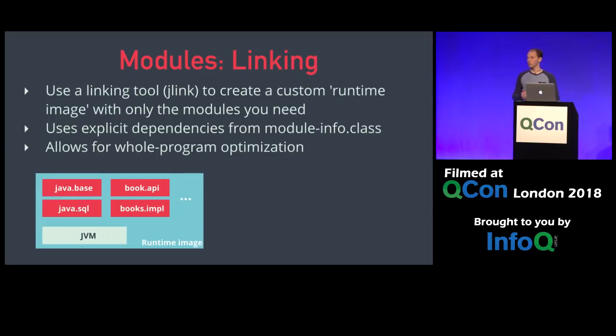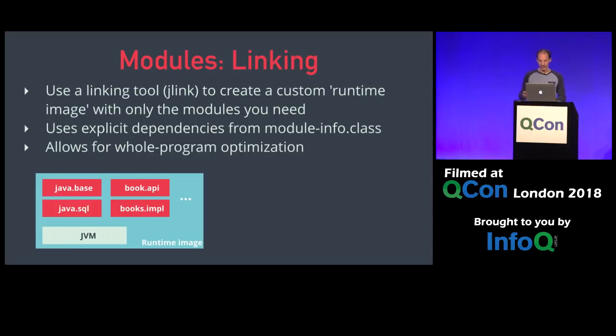For example, most applications don't use Corba or the desktop APIs. And it will create for you a custom runtime image, a tiny runtime that's just big enough to run your application. You can use this to ship it to your customers or to use it as a base of your Docker image. This is a really nice way to use the module descriptors that you already created, also to create a small custom runtime image. There are all kinds of optimization possibilities here as well.